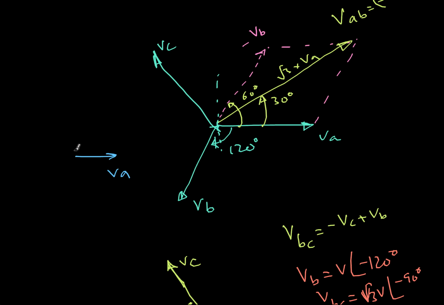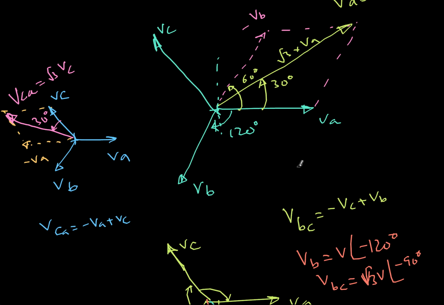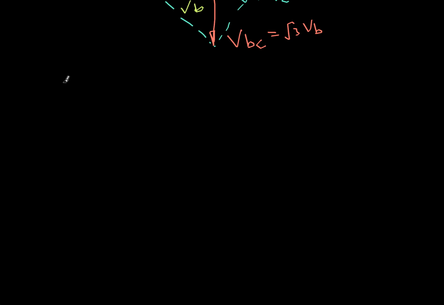So this is VA, this is VB, and this is VC. Now what is VCA? It's nothing but minus VA plus VC. So let's do minus of VA. And then if I add these two, so I get VCA, and this one again leading by 30 degrees, and the length also will be root 3 times of VC. So whatever is the actual length, that it will be increased by root 3 times, and it is 30 degrees ahead.